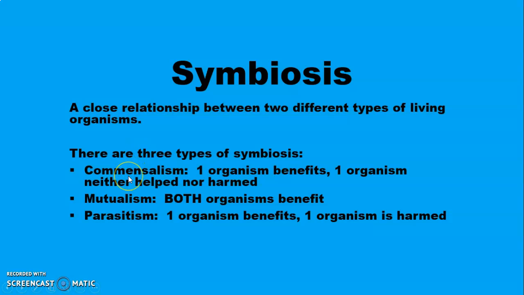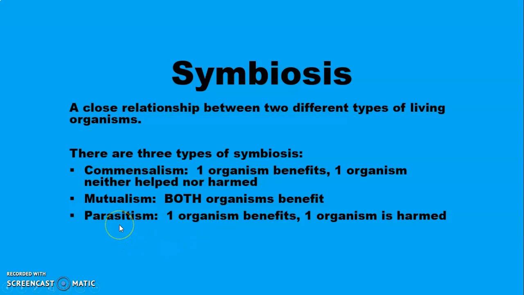The first is commensalism. This type of relationship occurs when you have two organisms and one organism benefits from the other and one organism doesn't get helped or harmed by the other. Mutualism is the relationship when both organisms benefit. So they're both getting something positive from the relationship.